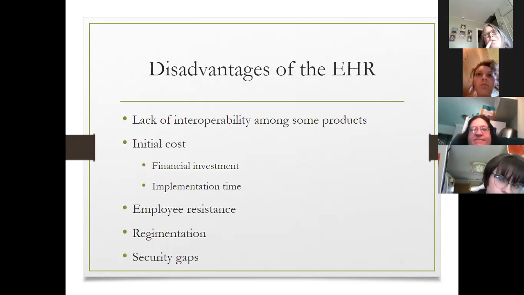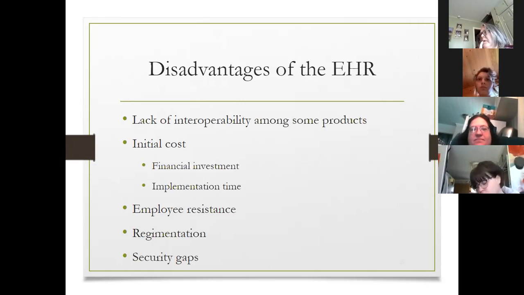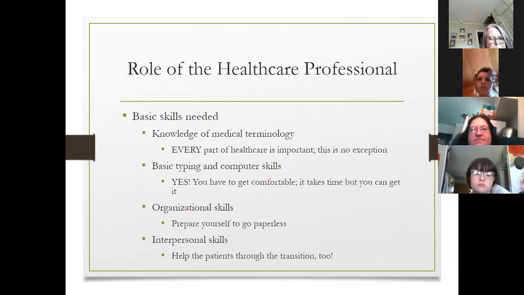Employee resistance, which means you have older employees. You know, I always say the 25-year encoder that doesn't want to change. You have those everywhere you go. Regimentation and security gaps.